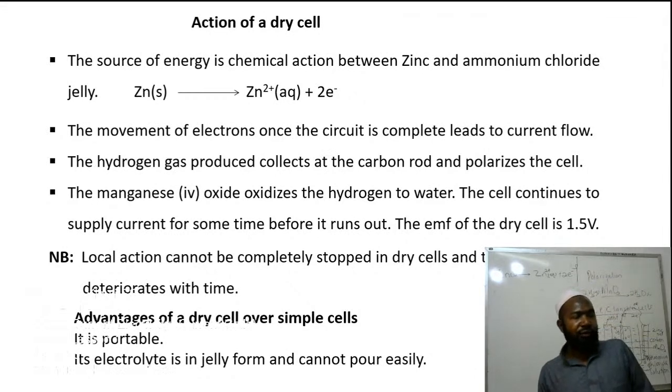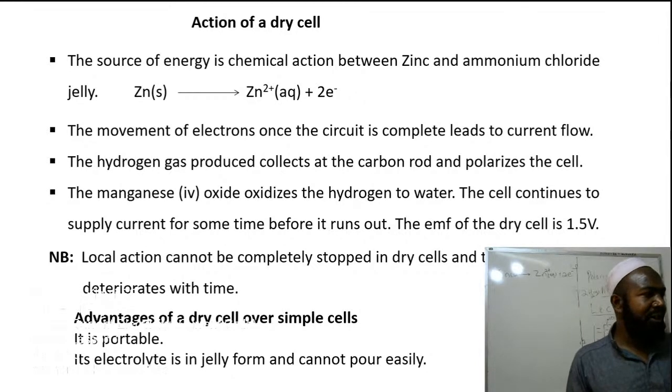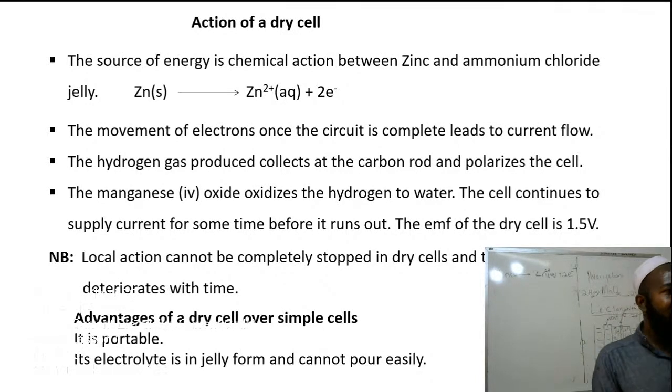So the advantages of a dry cell over a simple cell. One, the dry cell is portable. Its electrolyte is in jelly form, and therefore cannot pour easily.